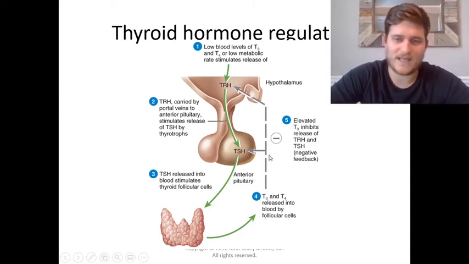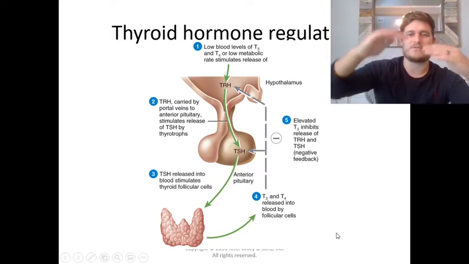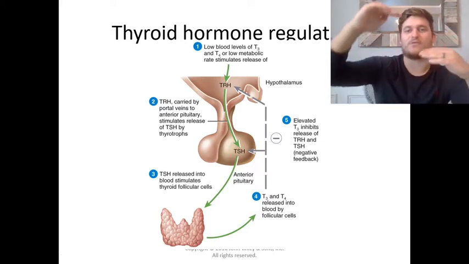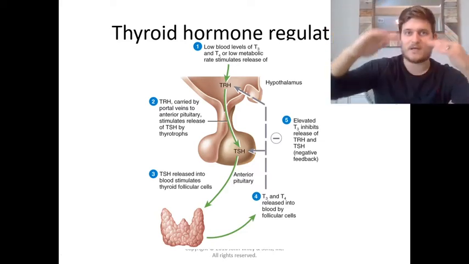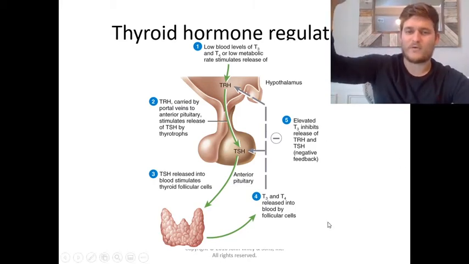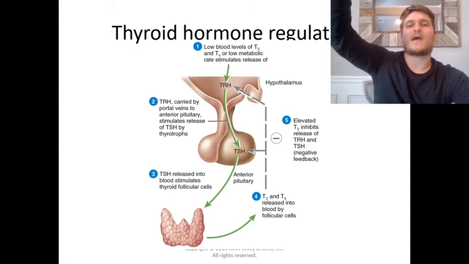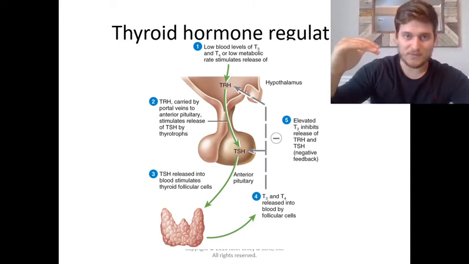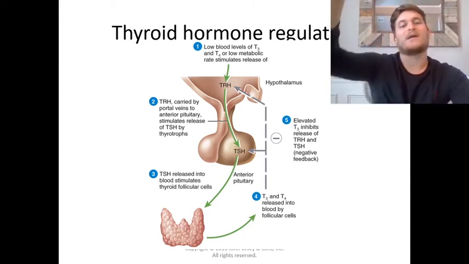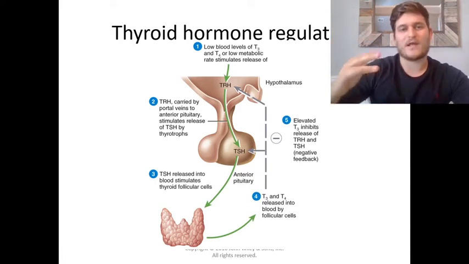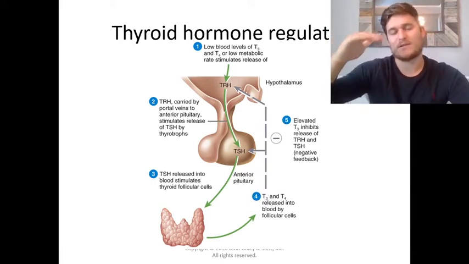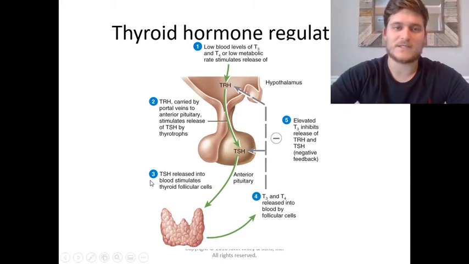So if that T3 and T4 now starts to be released and that's going to start to increase, well, then at a certain point, it's going to reach a level where the negative feedback loop is kicked in, and then the hypothalamus will not produce as much TRH, and then that will lead to lower levels of TSH and then T3 and T4 being released from the thyroid.